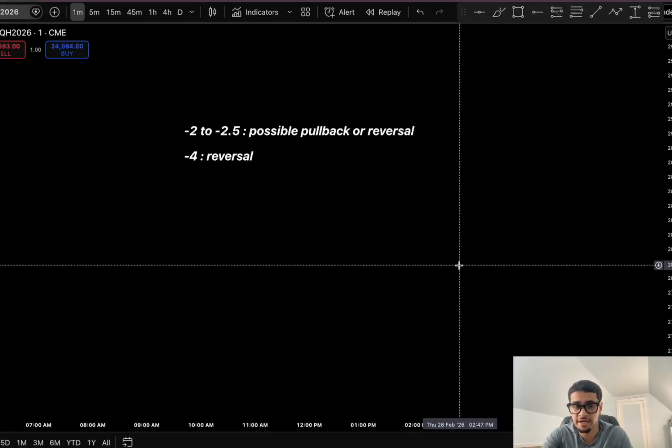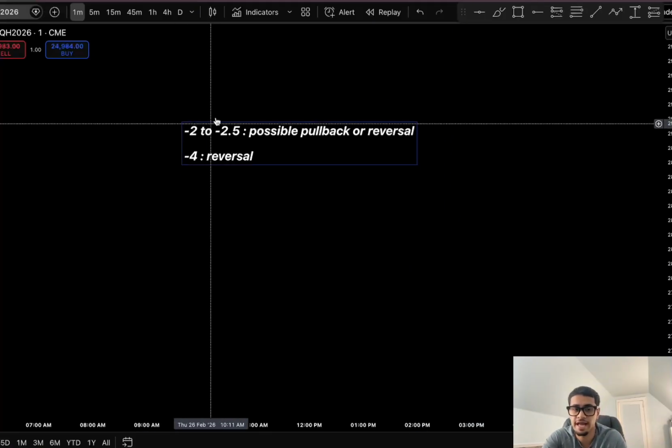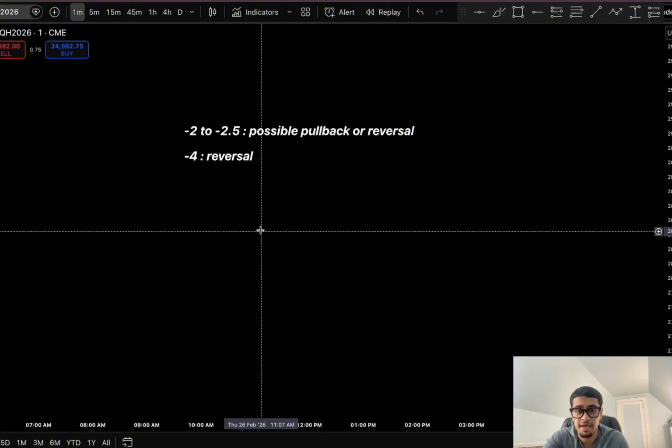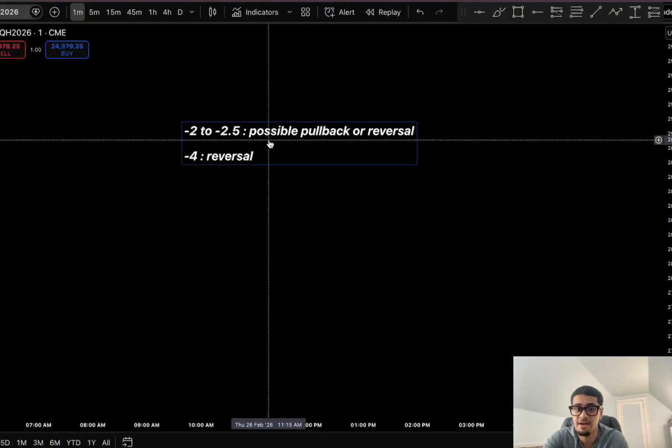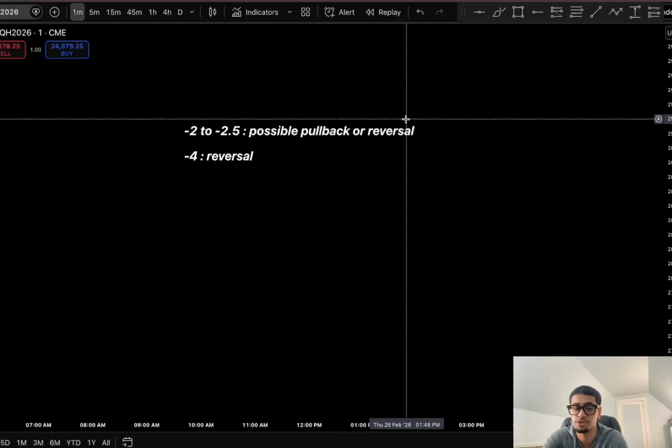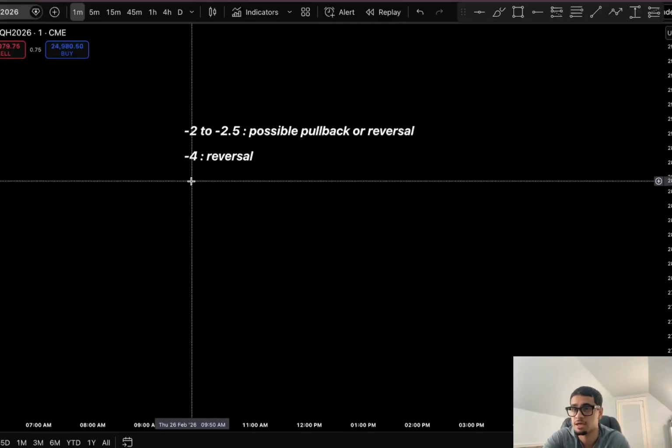So in summary, the two most important zones are the -2 to -2.5 zone and the -4 zone. Just to summarize what they mean, the -2 to -2.5 can either give you a possible pullback, or it can just give you a full reversal. And -4, I would just expect a complete reversal.